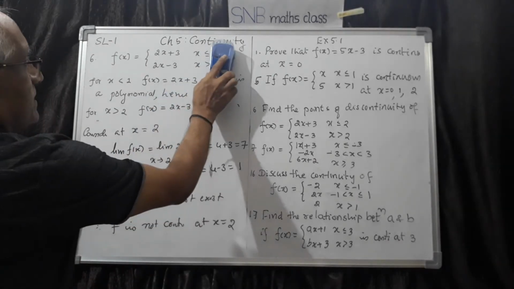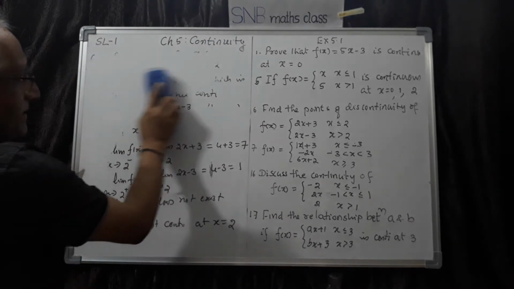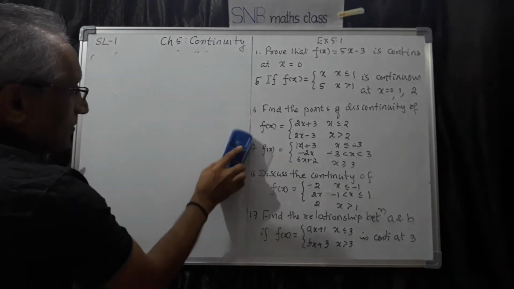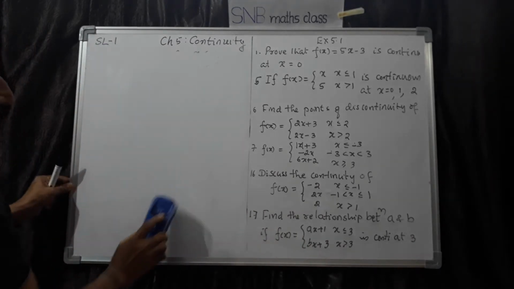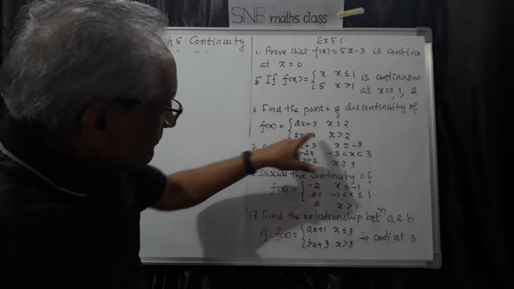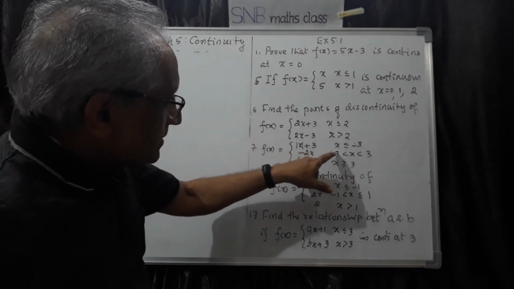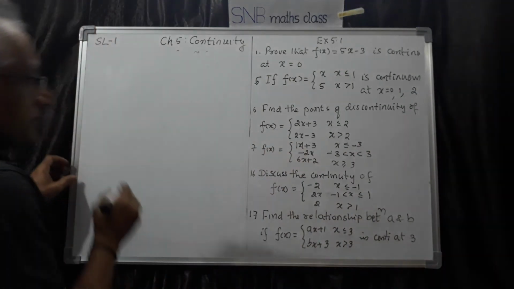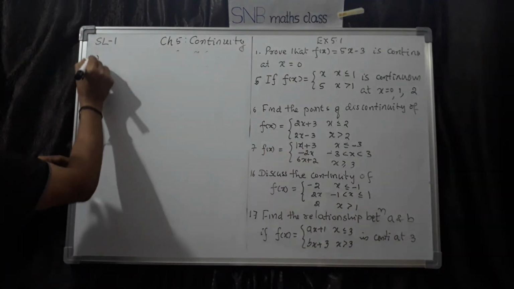Seventh question is also the same. The question is the same, that is we have to discuss the point of discontinuity of the given function f of x. But the difference here is, there you see there is only one point where the function changes, here it is 2 points. So this is the only difference. So let us take the seventh question.